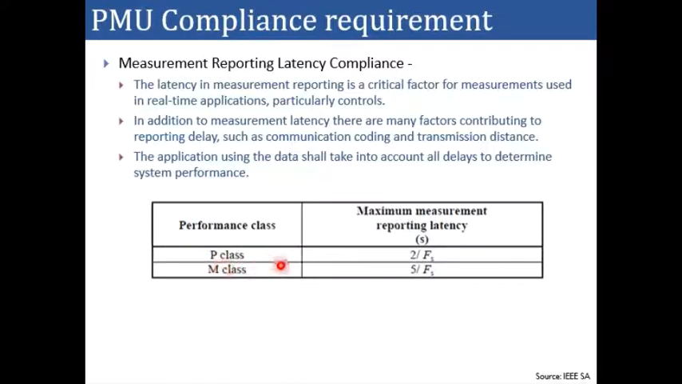So for P class, the maximum delay possible is 2 by Fs, that is the frame reporting rate, and for M class it is 5 by Fs, that is 5 by the frame reporting rate.